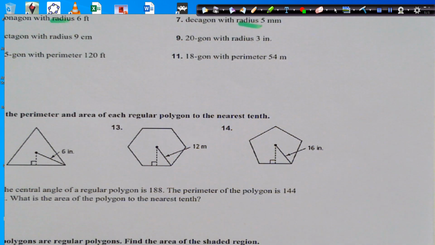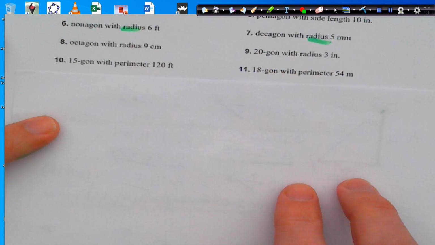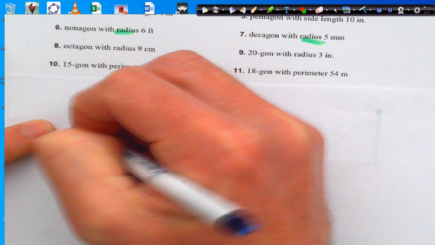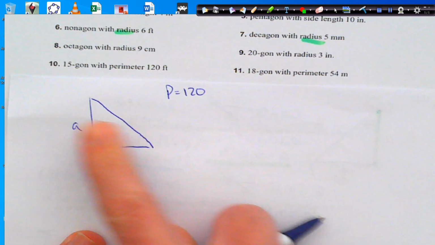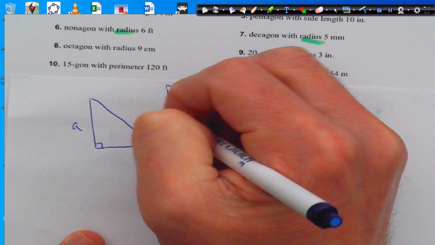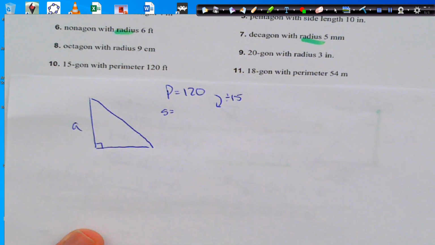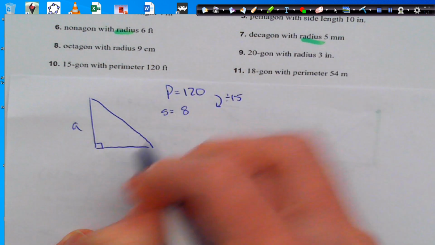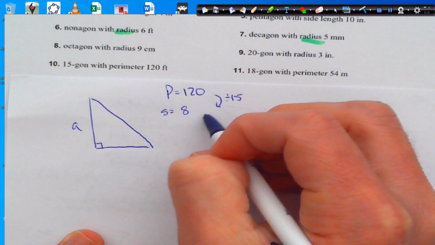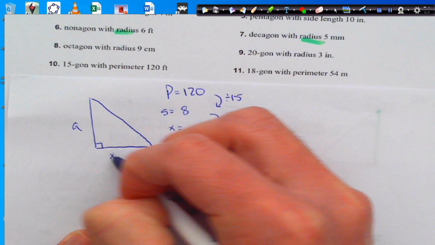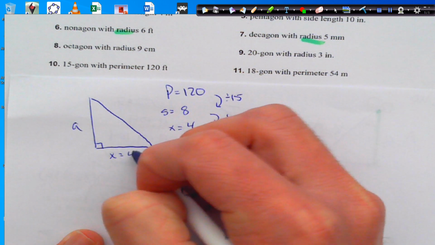Now we are on to number 10, a 15-sided polygon with a perimeter of 120. Okay, well, the good news is they gave me the perimeter, but I kind of need the side length. So we need to work backwards here to find the side length, which we can do. If it's 15 sides, we just have to divide by 15. So we take 120, divide by 15, and my side length is 8. But then remember the apothem cuts that in half, so we divide that by 2, and we get x, what we've been calling x, is 4. So we have 4 right here.